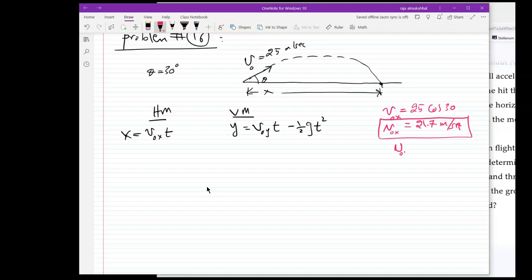And then V naught Y is 25 sine 30. Sine 30 is half. So 25 divided by 2 is 12.5. So that's going to be 12.5 meters per second. There we go. I have them all.